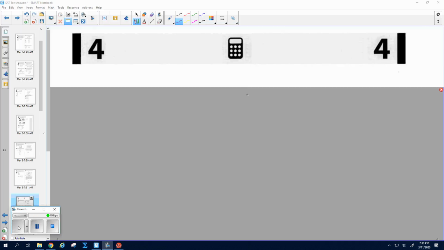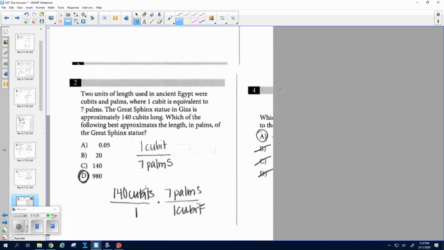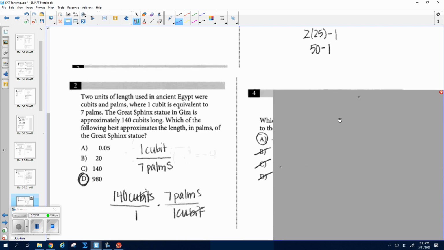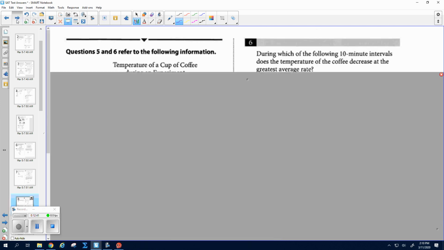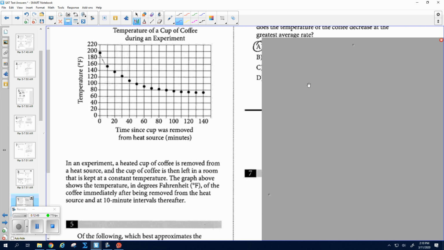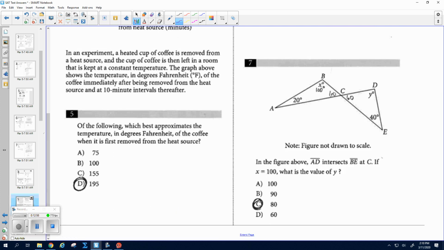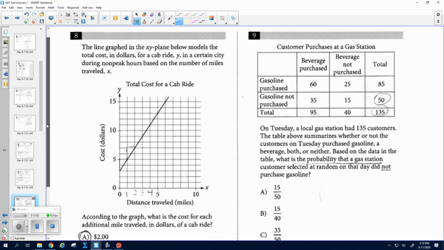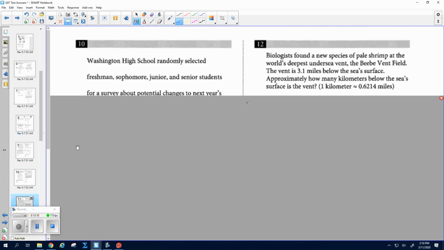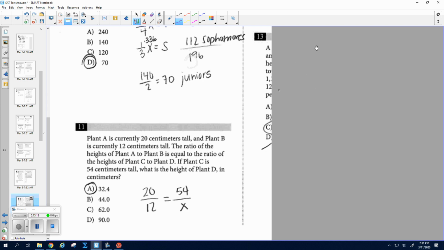So here we go. Number 1, B. Number 2, D. Number 3 is B. Number 4 is A. Number 5 is D. Number 6 is A. Number 7 is C. Number 8 is A. Number 9 is D. Number 10 is D. Number 11 is A. Number 12 is D.